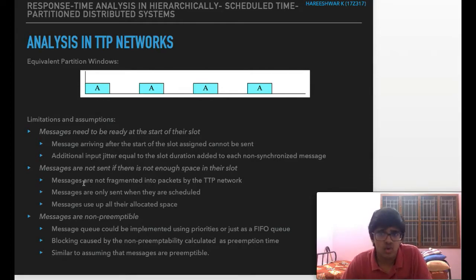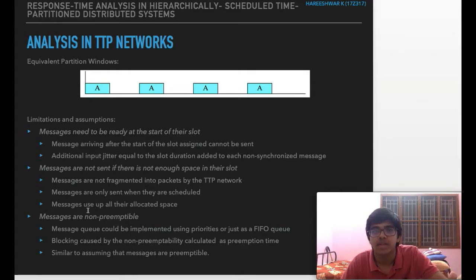And the messages are also not sent if there is not enough space in the slot. Here we assume that the messages are only sent when they are scheduled, because we consider that their worst case and best case lengths are the same, essentially because the messages are not fragmented into packets by the TTP network itself. So the message has to be sent as a whole with a fixed length. It cannot be fragmented and sent in pieces. Since the worst case and best case lengths are the same, we have a certain allocated space for them, it's all used up, and there is no extra space left for sending any partial messages.